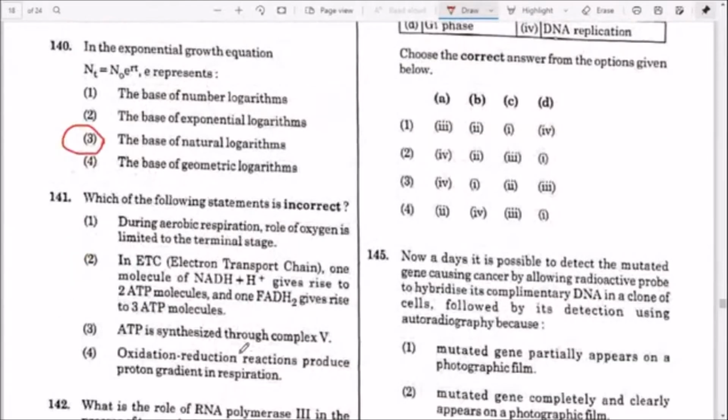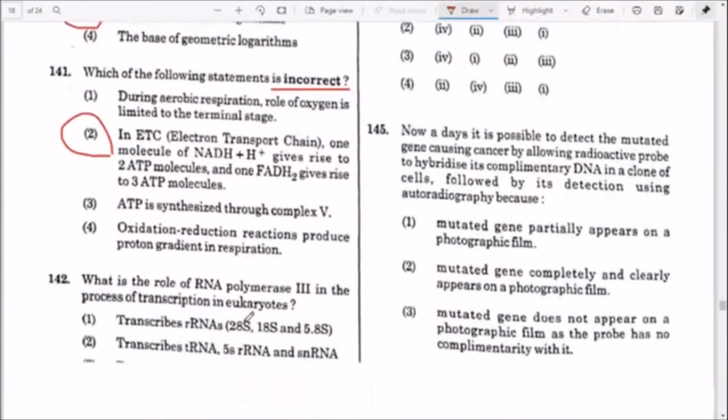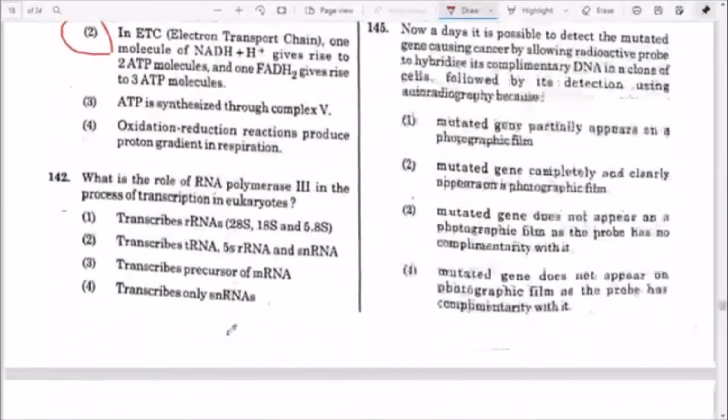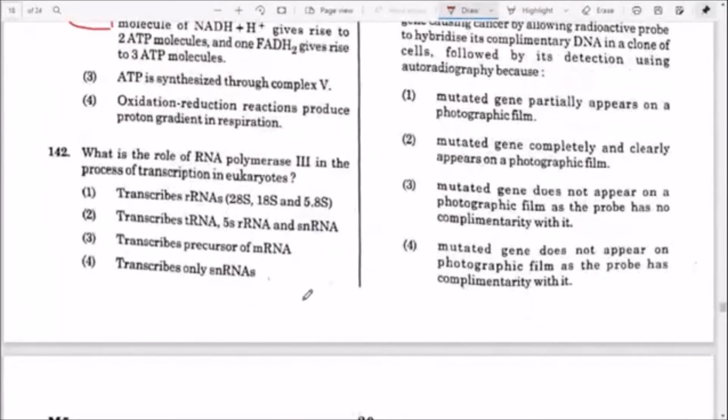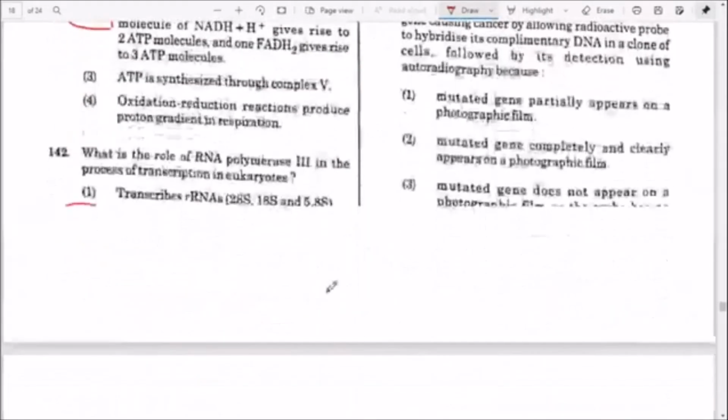Yes. Which of the following statement is incorrect statement? In ETC, electron transport chain, one molecule of NADH + H+ gives rise to 2 ATP molecules, and one FADH2 gives rise to 3 ATP molecules is incorrect statement. What is the role of RNA polymerase 3 in the process of transcription in eukaryotes? What happens? It transcribes transfer RNA and 5S rRNA. So option number 2 is correct option, friends.